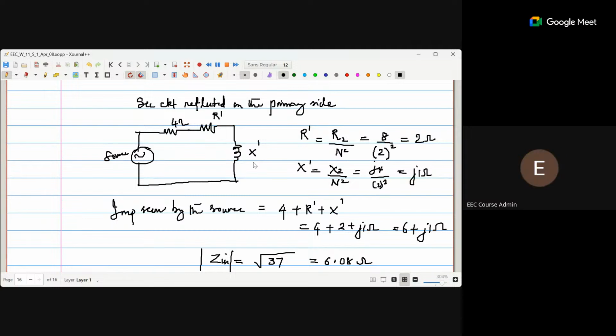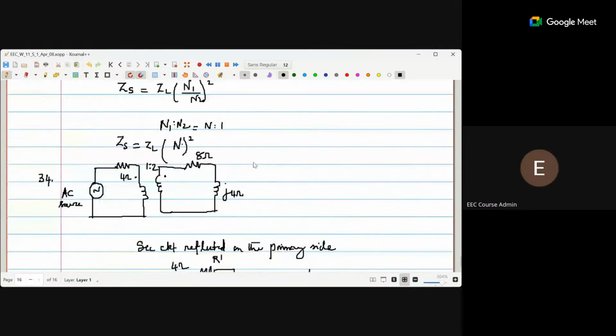You directly took it as this. What did you say? 8 plus J4 and then divided by 4. Okay. Right, so it is 2 plus J. Again you will get some 6 point something, 6.23, right? Okay, yeah. I made the mistake that I first took the magnitude of 2 plus J and then I added it to 4. First I should have added to 4 and then taken the magnitude. Correct. Okay, got it.